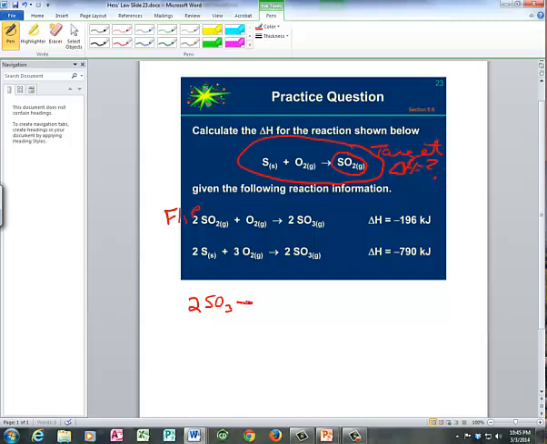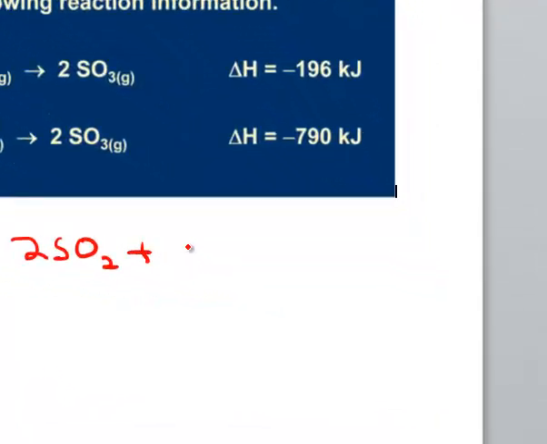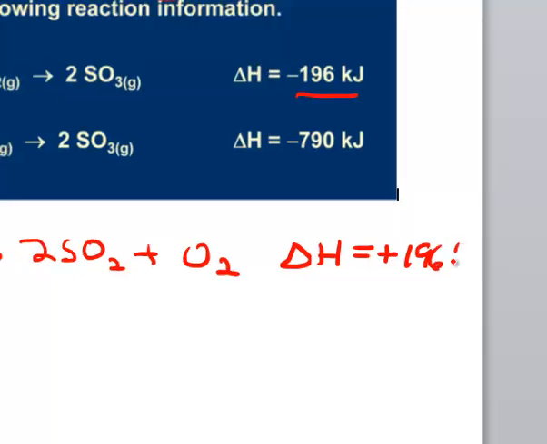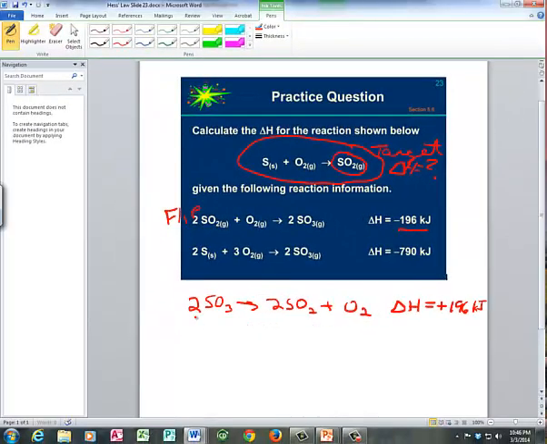2SO3 decomposes into 2SO2 plus O2. Now, if I've reversed the reaction, remember the delta H for the reverse reaction is equal in magnitude but opposite in sign. So my new delta H will have the same magnitude, but instead of being minus 196, it's going to be plus 196 kilojoules.